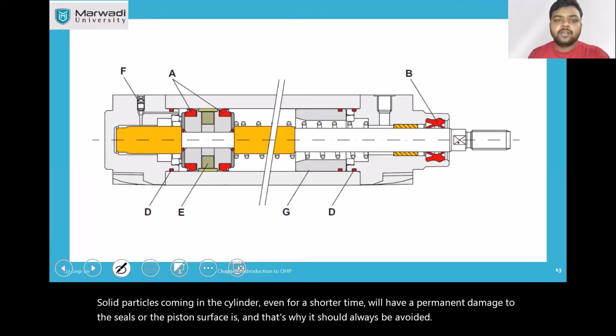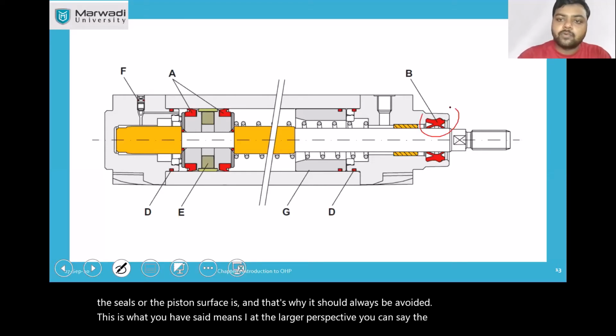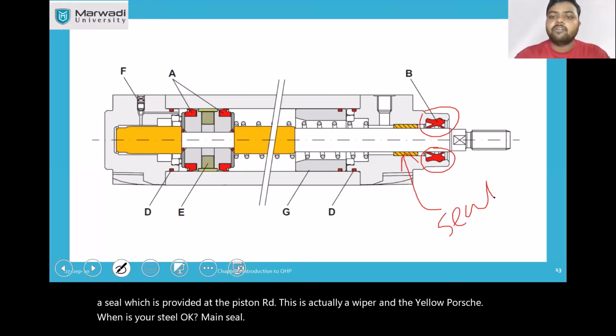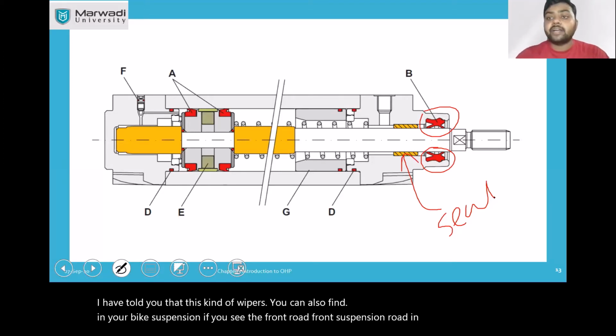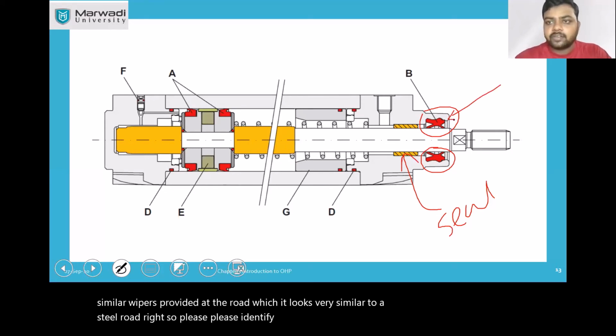So this is what you have seen, at a larger perspective you can see the seals. This is a seal which is provided at the piston rod. This is actually a wiper, and the yellow portion is your main seal. I have told you that this kind of wiper you can also find in your bike suspension. If you see the front suspension rod in your bike, you will find similar wipers provided at the rod, which looks very similar to a steel rod, right? So please identify, this is a task for you. Can you identify the wipers?